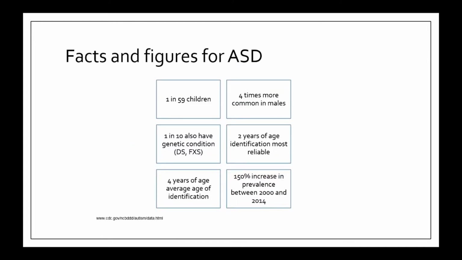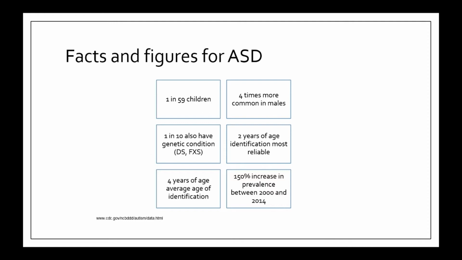So just briefly, some information about autism, again, not in the context of Down syndrome. We know that autism occurs in about 1 in 59 children within the United States. It's more common in males than females. About 10% of individuals with an autism diagnosis will have a co-occurring genetic diagnosis. So Down syndrome, Fragile X syndrome, tuberous sclerosis are some examples of that.